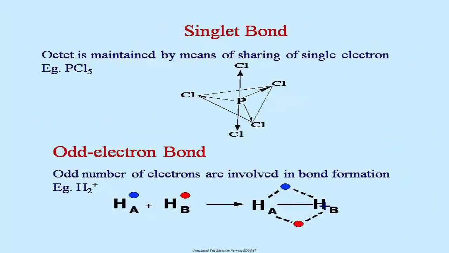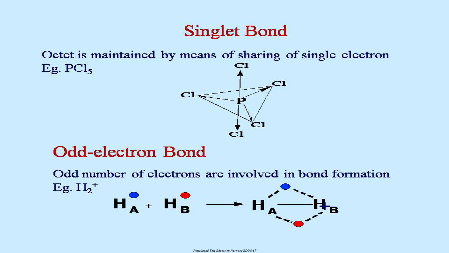There are certain other types of bonding also available for different types of atoms. One is the singlet bond and another is the odd electron bond. First, we will discuss the singlet bond. What is a singlet bond? The octet is maintained in a singlet bond by means of sharing of electrons. Here the example is PCl5.